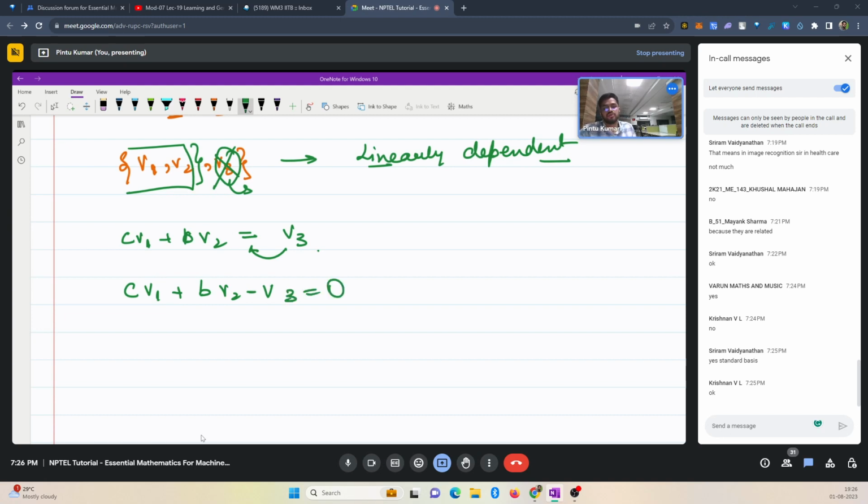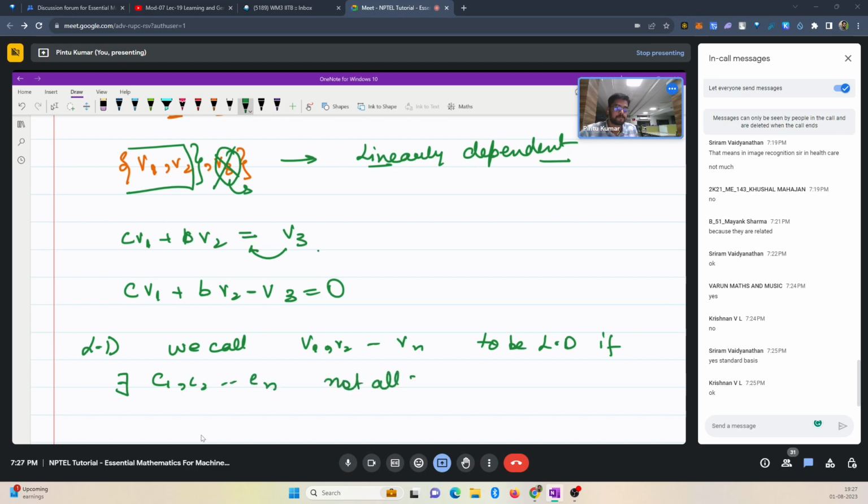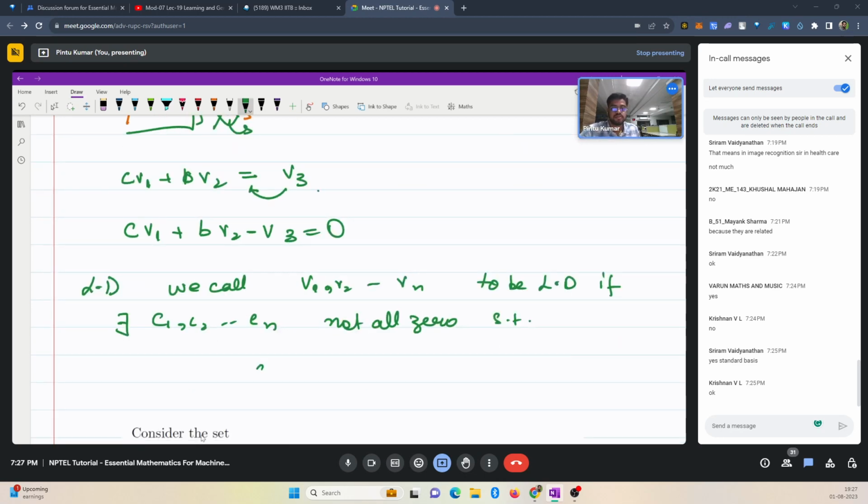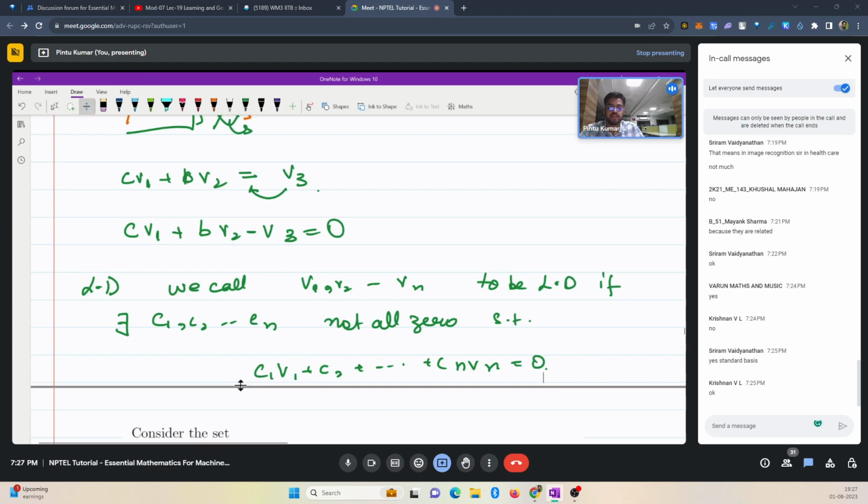Okay, so what is the mathematical definition of linearly dependent? We call v1, v2, ..., vn linearly dependent if there exist c1, c2, ..., cn, not all 0, such that c1 v1 plus c2 v2 plus ... plus cn vn is equal to 0.